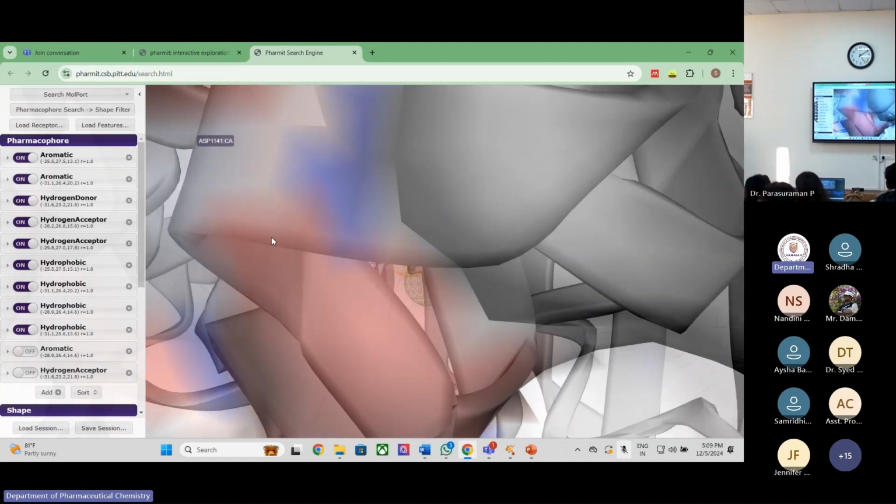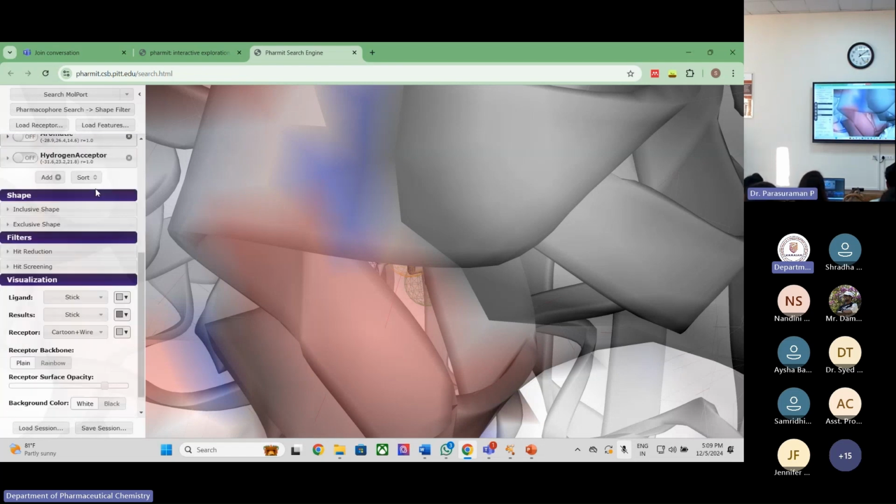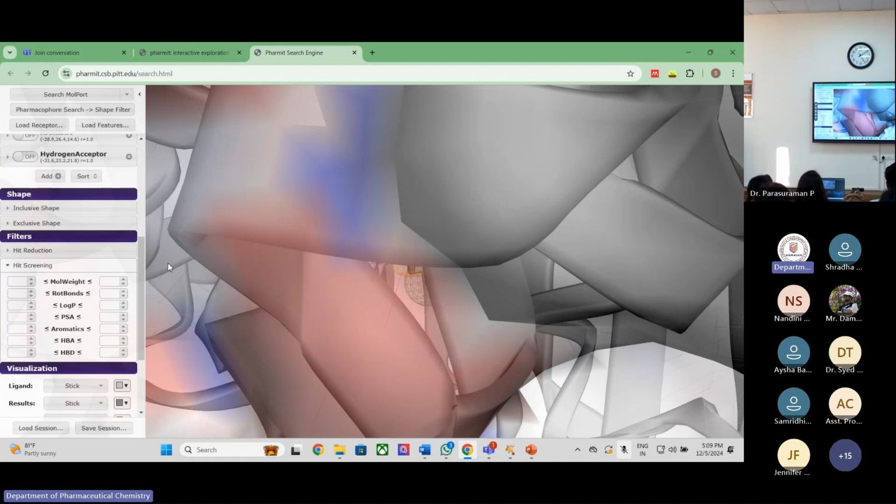See, the pharmacophore model came automatically. What are the features in that co-crystal? An aromatic ring, a hydrogen bond donor, a hydrogen bond acceptor, and a hydrophobic region. Down below you can see hit screening. Here you can add the ranges you want, like molecular weight, rotatable bonds, log P, polar surface area, and aromatics. How many aromatic rings you want, you can put here, and the hydrogen bond donors and acceptors.